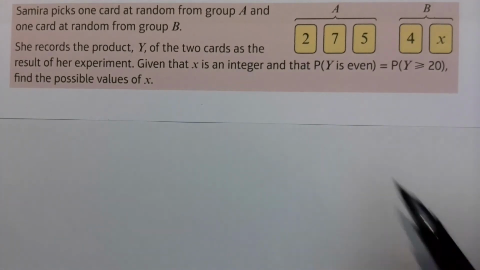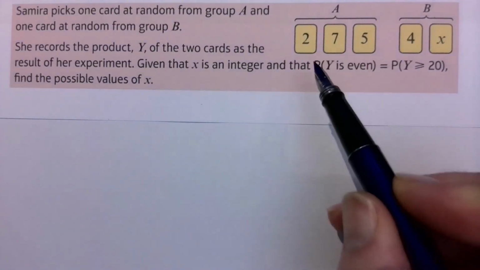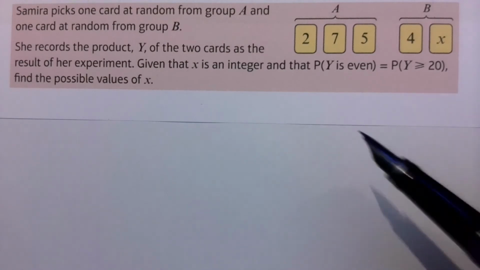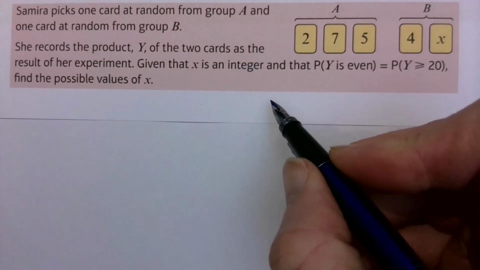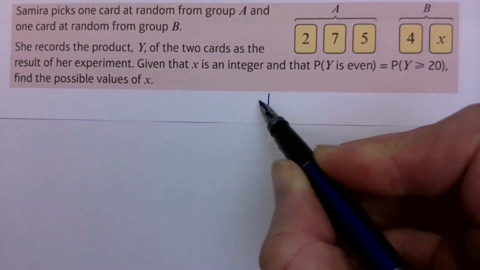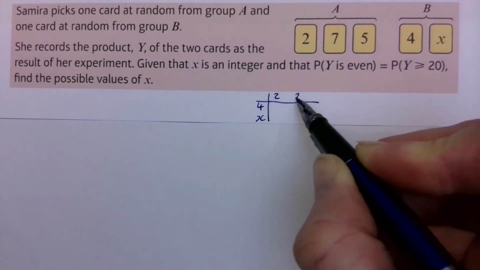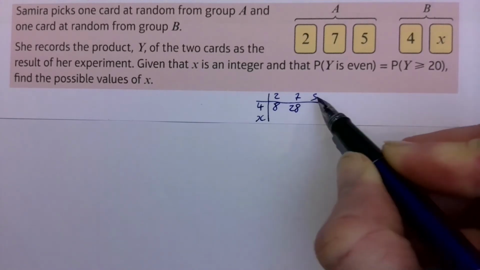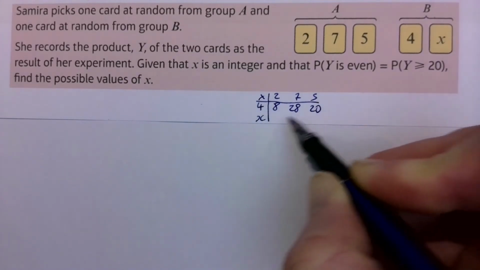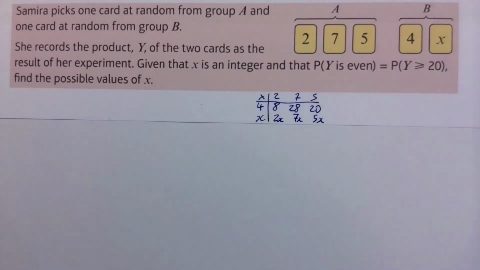Right, so what have we got? We've got the fact that she records the product of the 2 cards, one from that group, one from this one. So that is what you get when you multiply them together. I know that if I were to make a tiny little two-way sample space diagram here, my answers would be 8, 28, 5 4s are 20, 2x, 7x, and 5x. So I've got 6 possible answers.